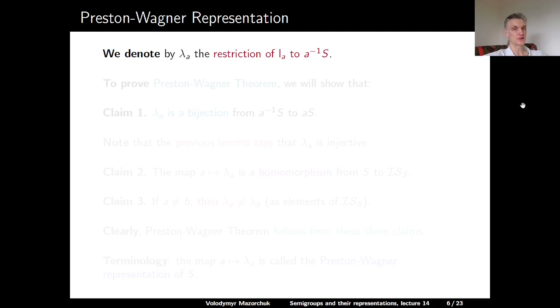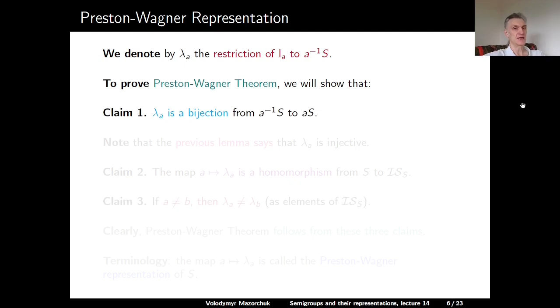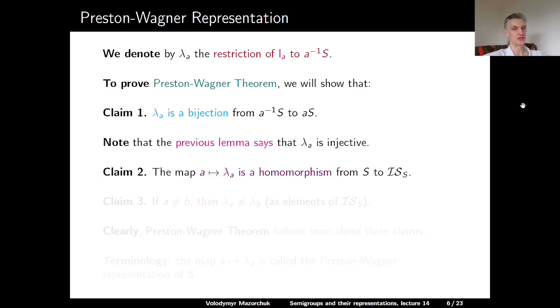So to prove Preston-Wagner theorem, we will show three things. First of all, that lambda A is a bijection from A inverse S to AS. Note that we have already shown that lambda A is injective on the previous slide. Second, we will prove that the map from A to lambda A is a homomorphism from S to the symmetric inverse semigroup on S.